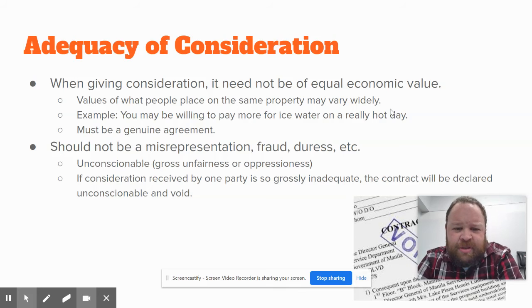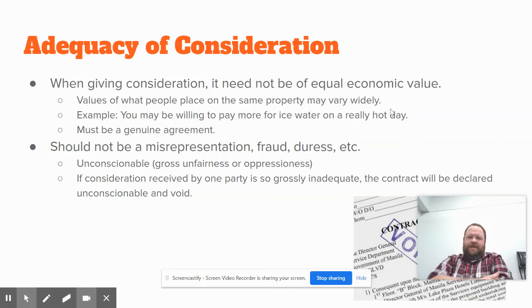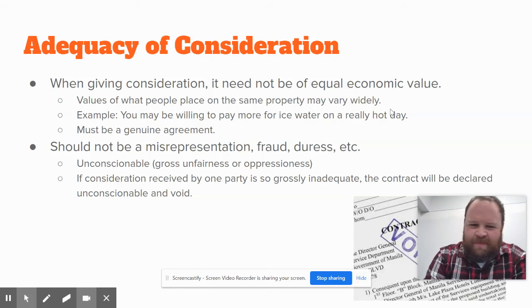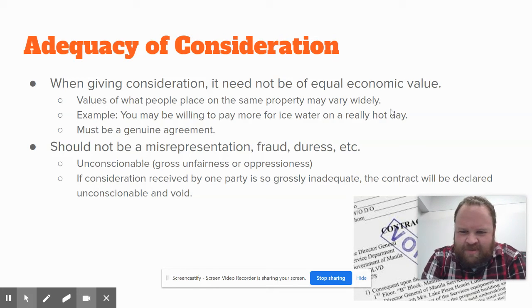It also shouldn't represent a misrepresentation, fraud, duress, etc. If consideration received by one party is so grossly inadequate, the contract will be declared unconscionable and void. You can't just totally rip someone off or do something so one-sided that there's no way this would ever fly. You would have had to have been taken advantage of. It must have been fraud. You must have been under some kind of pressure. It must have been misrepresented.